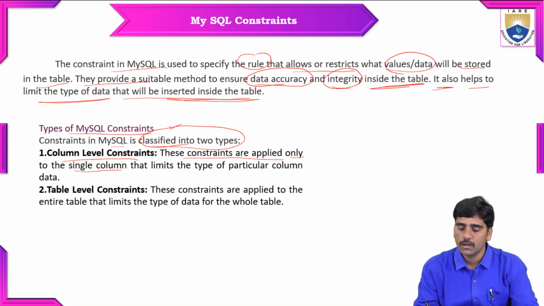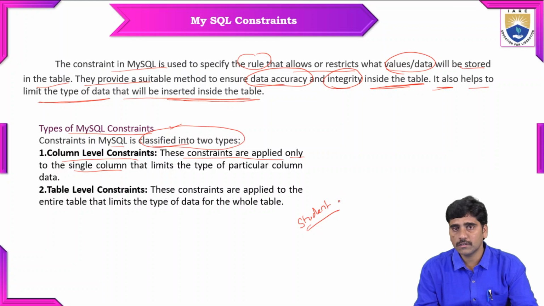Suppose I have a table like student. This table, which you can also call a relation or an entity, has the student ID as one column, student name as one column, the student address as one column, and the student phone number as one column. So these are all the columns.